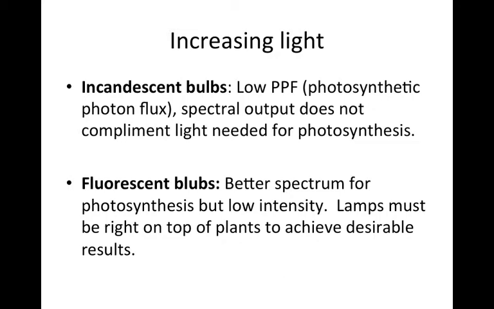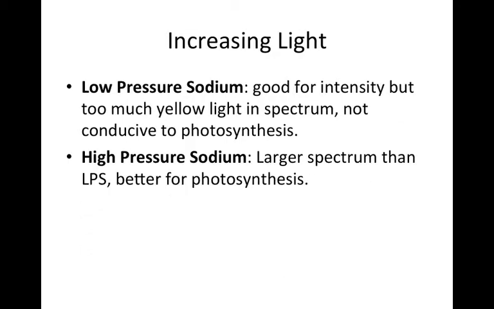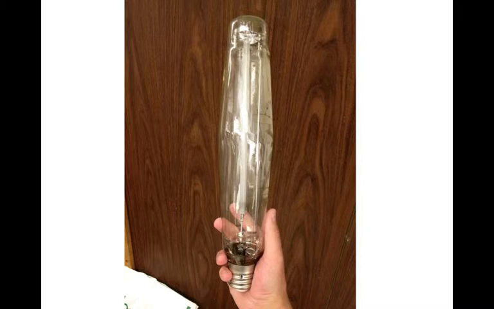Fluorescent bulbs have a better spectrum for photosynthesis, but a low intensity. This means that lamps must be placed right on top of plants to achieve any desirable results. Low-pressure sodium lamps are good for intensity, but have too much yellow light in their spectrum, which is not conducive for photosynthesis. High-pressure sodium have a larger spectrum than low-pressure sodium and are better for photosynthesis. This is an example of a high-pressure sodium bulb.